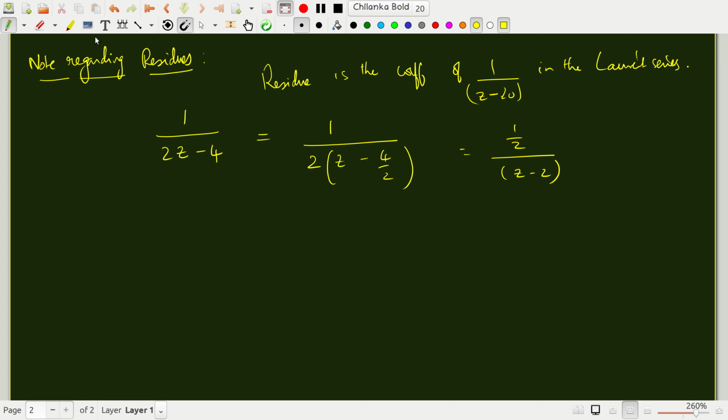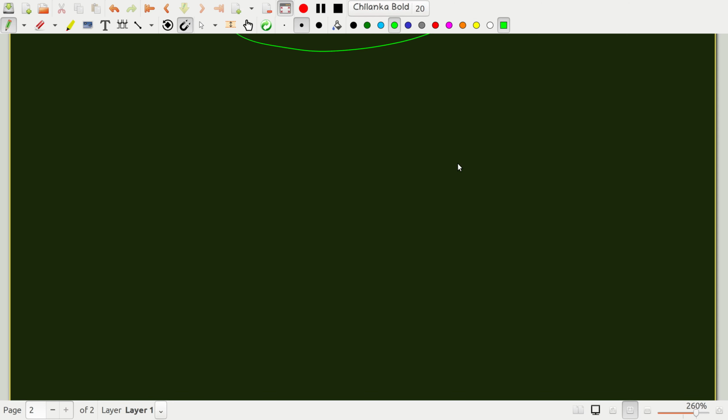So now the residue becomes simply 1 over 2. It's the coefficient of 1 over z minus 2. This is the residue. So if you have the denominator in this form, you have to convert it into this form. Only then will it be easy for you to identify the residue. Okay, now let's do one more example.